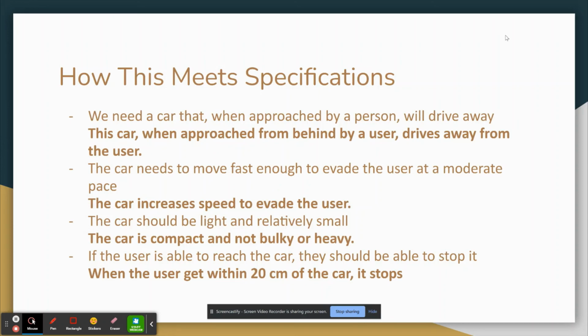Additionally, they requested that the car be light and relatively small, and we did our best to make a compact design that is not bulky or heavy, and it was as light as we possibly could make it. And finally, the final specification was that if the user was able to reach the car, they should be able to stop it. And this was achieved because we programmed the robot such that when the user got within 20 centimeters of the car, it stopped.